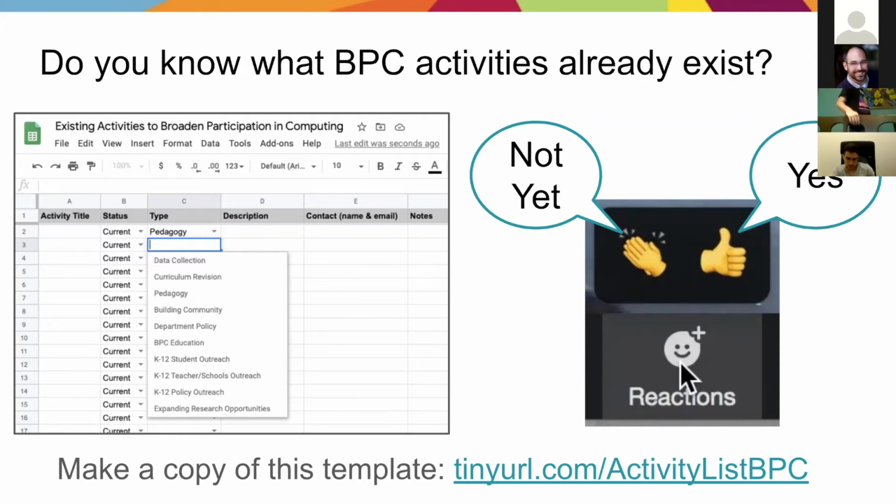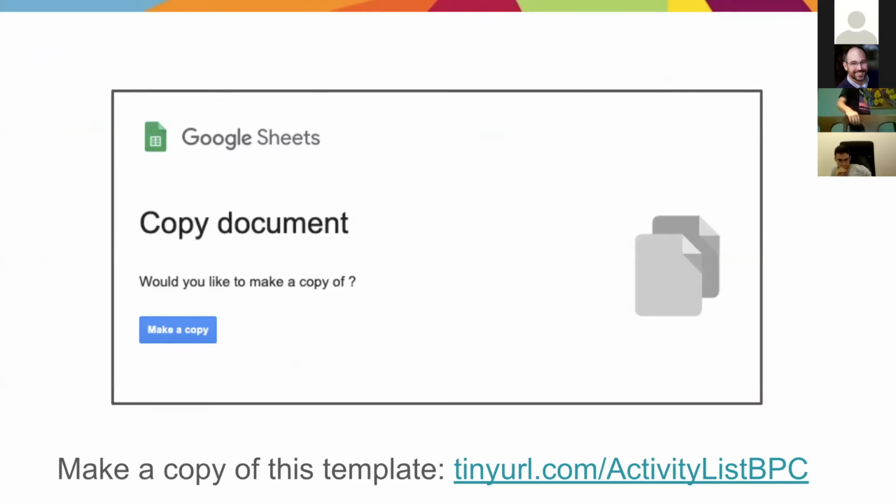I think part of the work of getting a departmental BPC plan ready is just cataloging all the stuff that you've got going on. And so we made you this template that you can use. And actually the template's a little bit weird. So if you click on that URL, that's also in the chat, tinyurl.com/activitylistbpc, you're going to get a page that looks like this that says copy document.